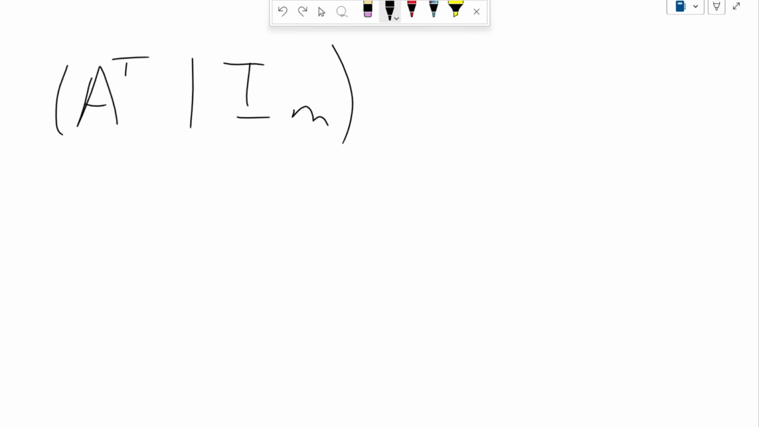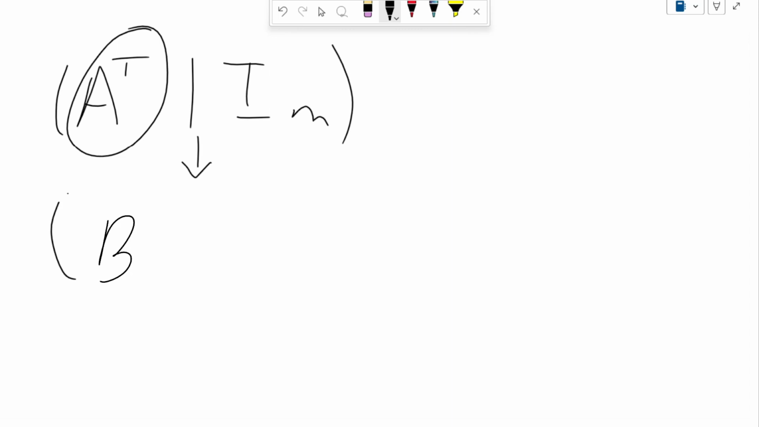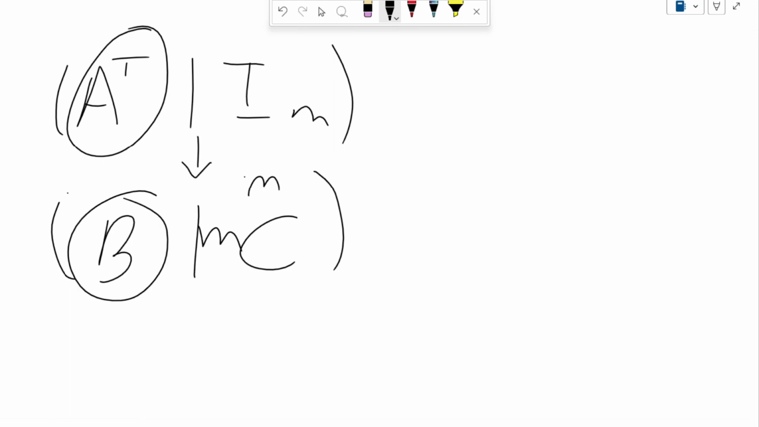The next thing we do is use Gaussian elimination to put this A transpose into RREF. This will give us a matrix that looks like B, C. This is still an M by M matrix, the same size as A transpose was. This is Gaussian elimination.